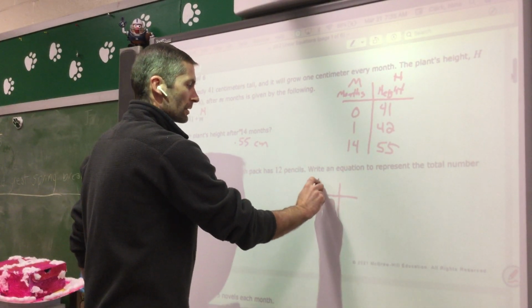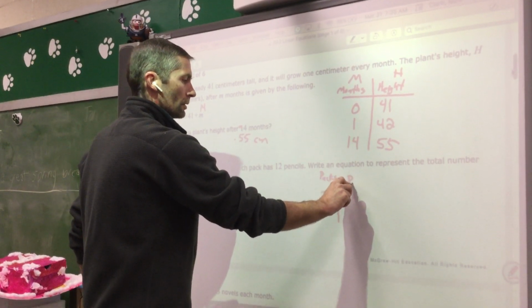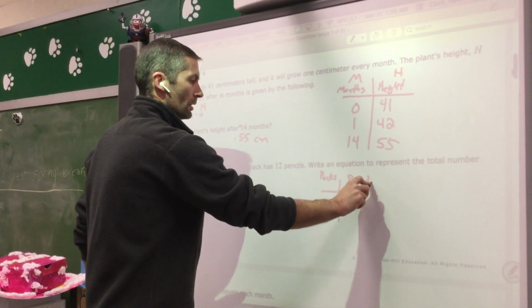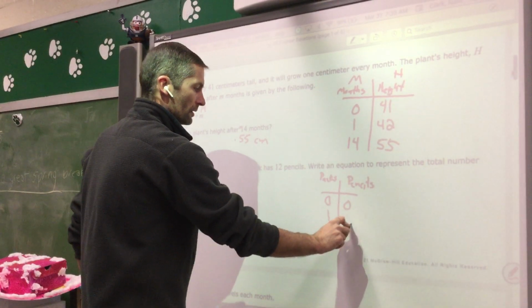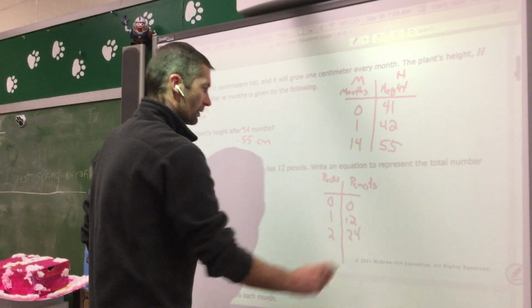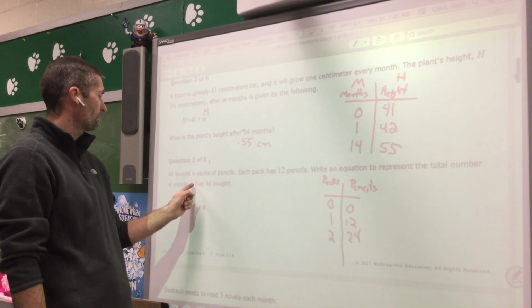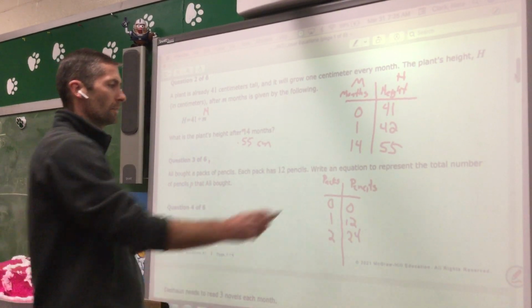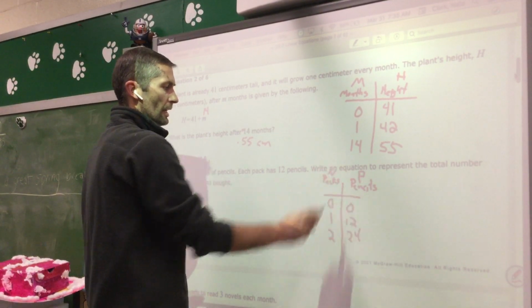Okay, so we have packs, and then we have pencils. So 0 packs would have 0 pencils. 1 pack would have 12 pencils. 2 packs would have 24 pencils. We're going to write an equation to represent the total number of pencils P that Allie bought. Okay, so pencils is P, packs is N.